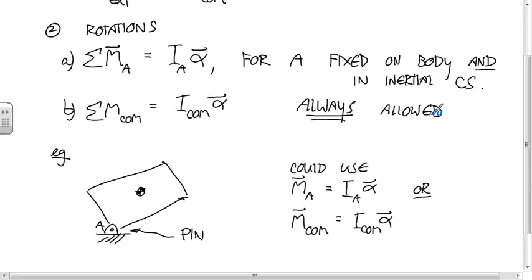So it doesn't matter if the center of mass is inertial or not. The center of mass is not the origin. So it does matter that the origin is not accelerating, but the center of mass can be accelerating. Because if the object is in free space, it'll always rotate around the center of mass. The body will, yeah, that's right.